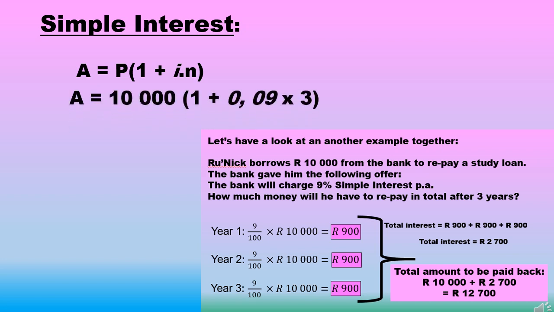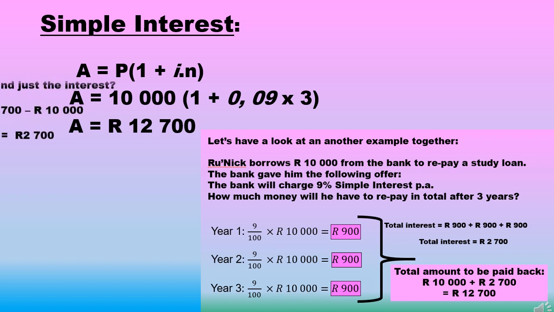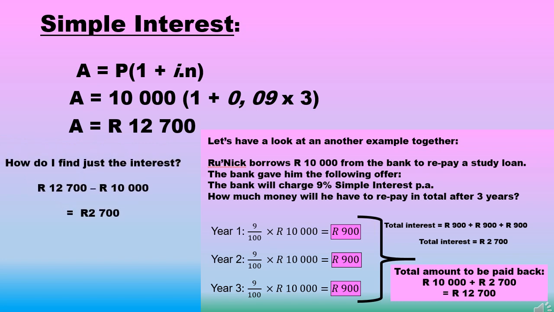So you insert it into your formula, just like that: 10,000 bracket 1 plus 0,09 times 3 close bracket. Your calculator does the BEDMAS for you, and then you get your answer. Can you see it's the same, 12,700 Rand. So how do I get just the interest? You say 12,700 Rand minus the amount that you borrowed originally, which was 10,000 Rand, which gives you 2,700 Rand. Cool.